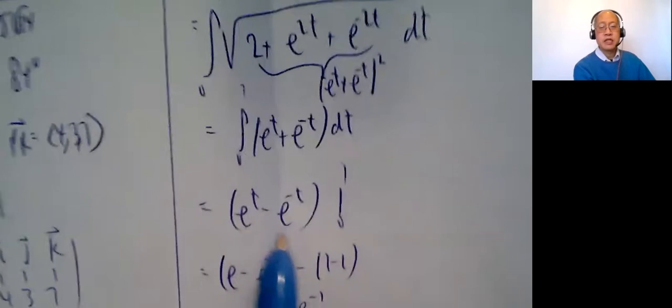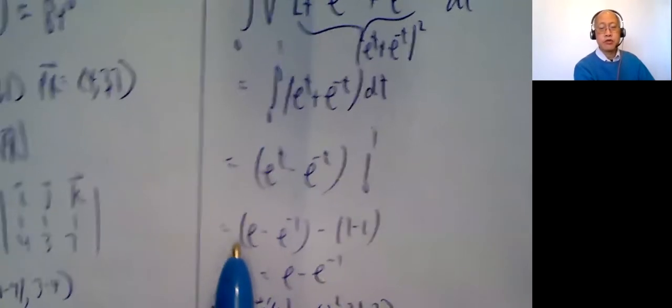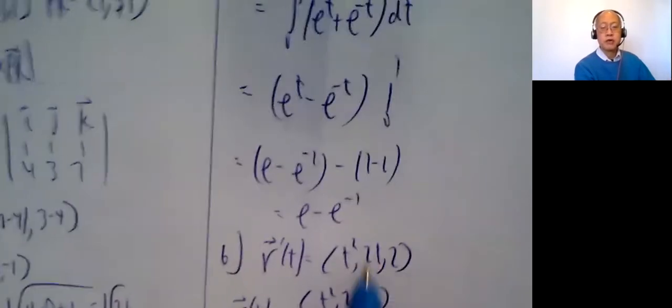Integrate e to the t minus e to the negative t. Plug in 0, you get 1 minus 1, which is 0. Plug in 1, you have e minus e to the negative 1, which is the final answer.